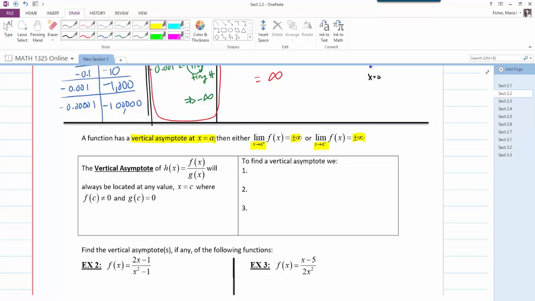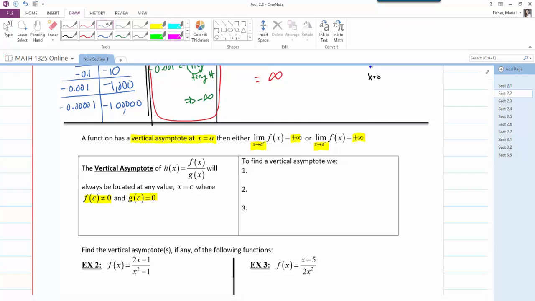So how do you find out what the vertical asymptote of a rational function is? Given a rational function, h of x, which is equal to f of x over g of x, your vertical asymptotes are always going to be located at any value x equals c, where the numerator doesn't equal 0, but the denominator does equal 0. So how do you find a vertical asymptote? What are we going to do to find vertical asymptotes?